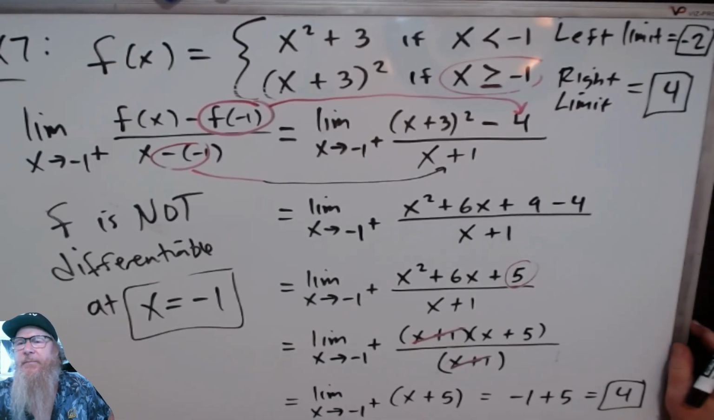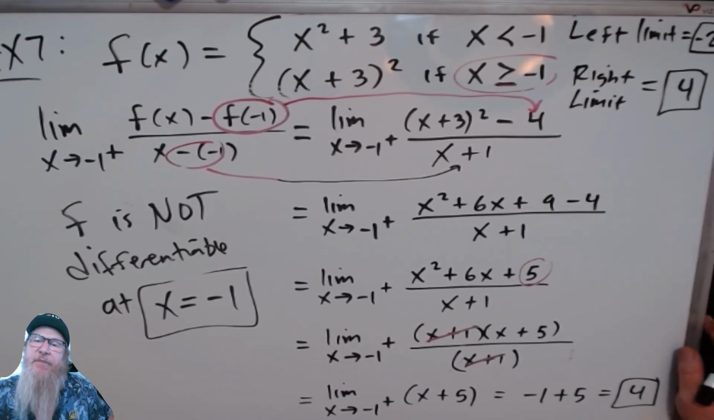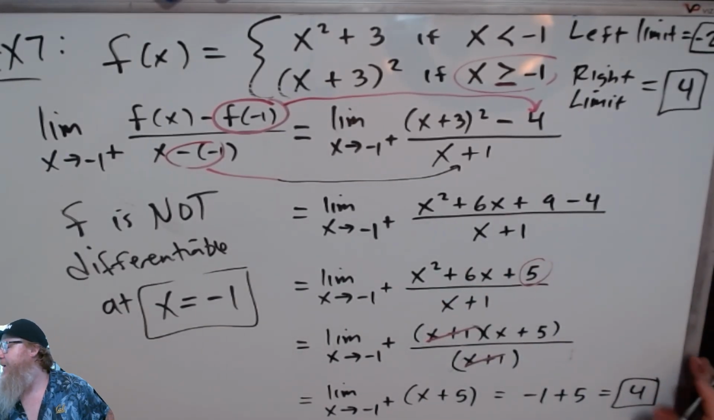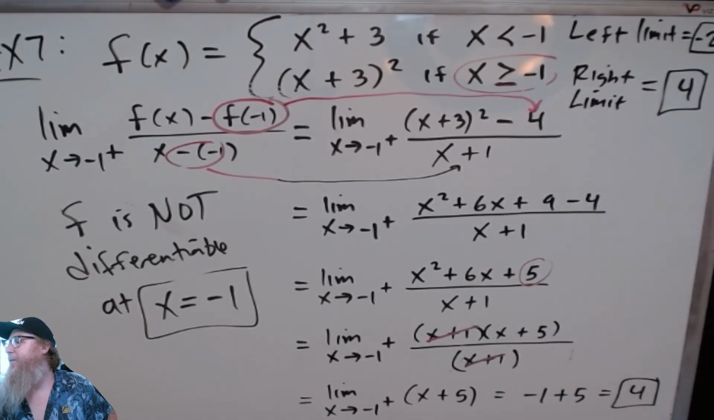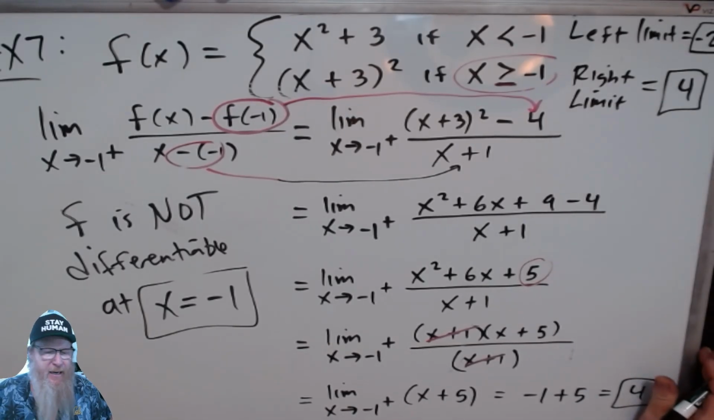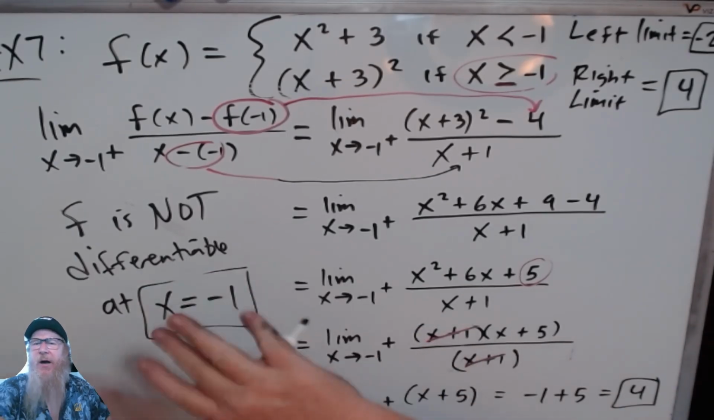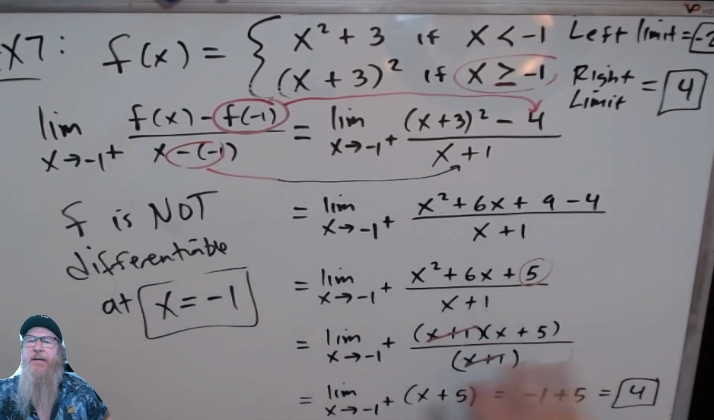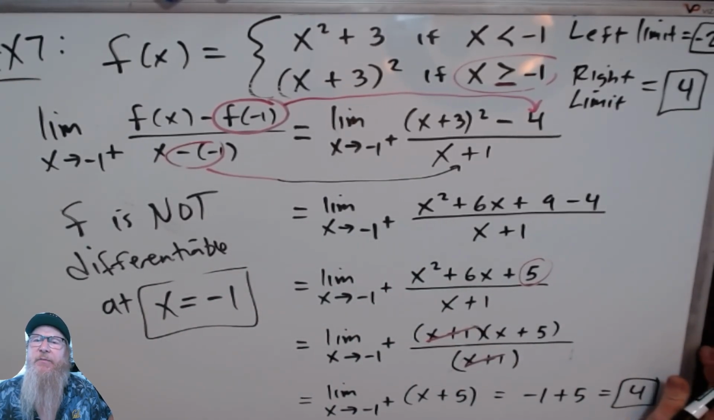All right. Shoot, I'm out of time. We're going to have to stay after class. So keep your computers on. I'm going to do another example. Before I do another example, so we are done with this example. It is not differentiable at -1.